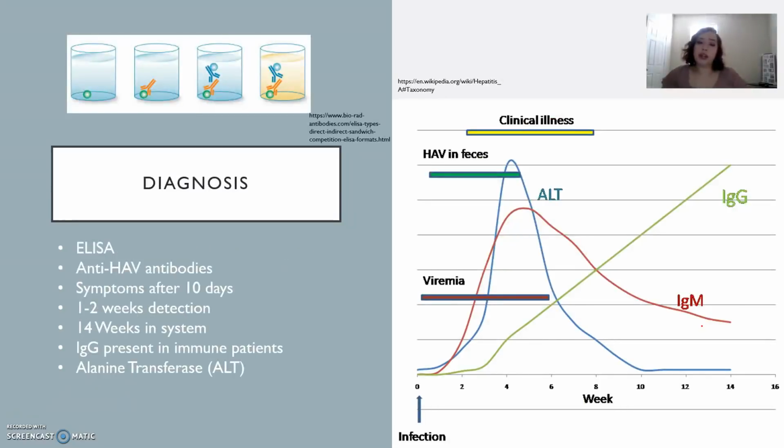How is it diagnosed? Well, as I mentioned, it's actually detected through the antibodies that are produced in the body, and there are specific anti-hepatitis antibodies that are presented. So an ELISA blot is an easy way to detect it. And here's a quick image of an ELISA blot.